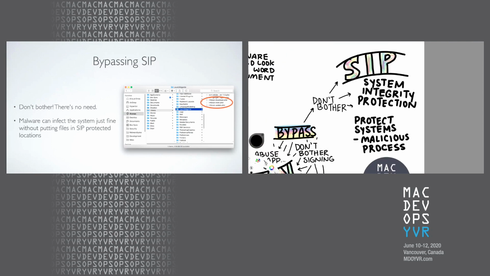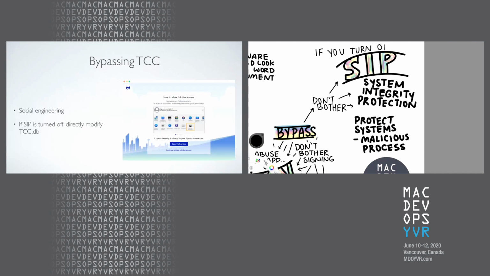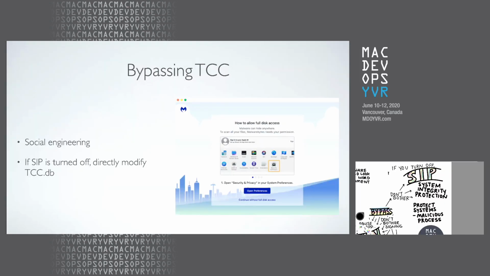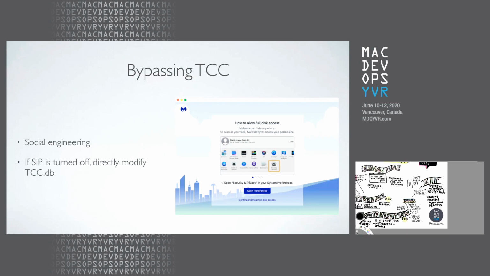So if you are able to prevent this, prevent your users from turning SIP off. That could definitely cause you some problems. Bypassing TCC, as far as I know, there are no actual bypasses. No way that malware can automatically slip past. However, social engineering is a big thing here. I mentioned before all these TCC dialogues that pop up asking, do you want X to access Y? Do you want A to access B? Just constantly. So users get used to seeing those, and they just start getting used to allowing them.